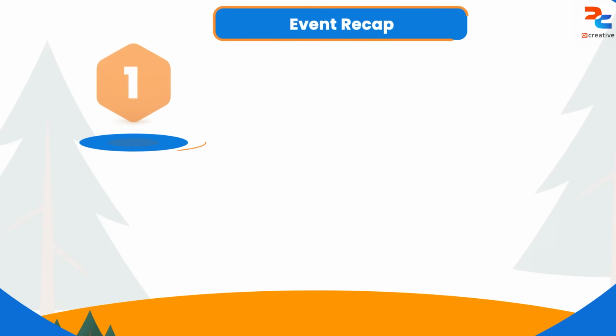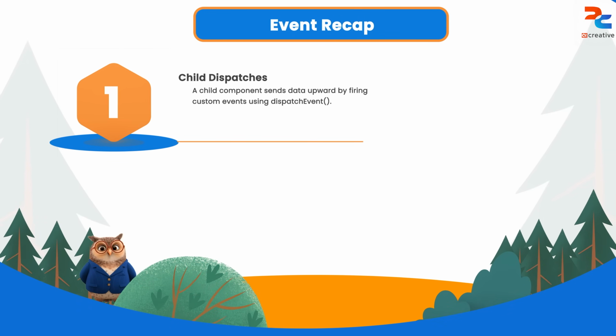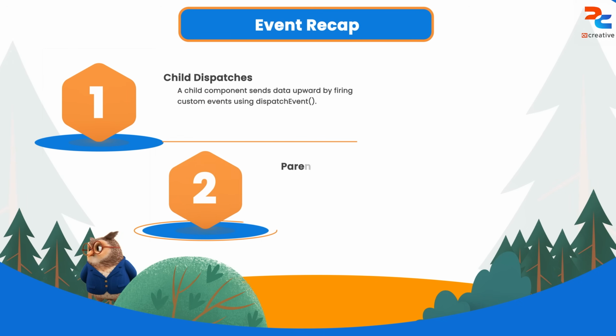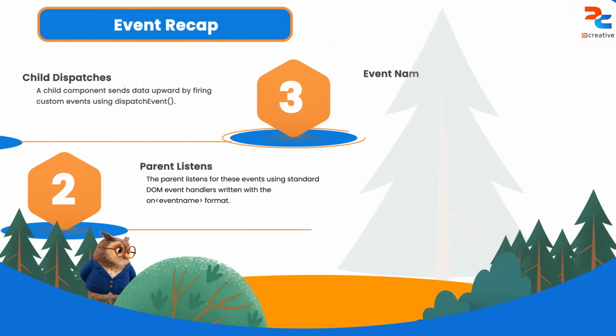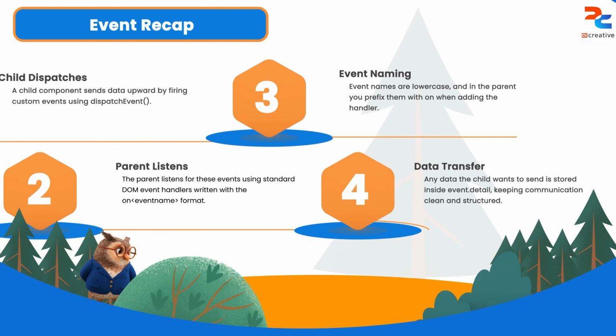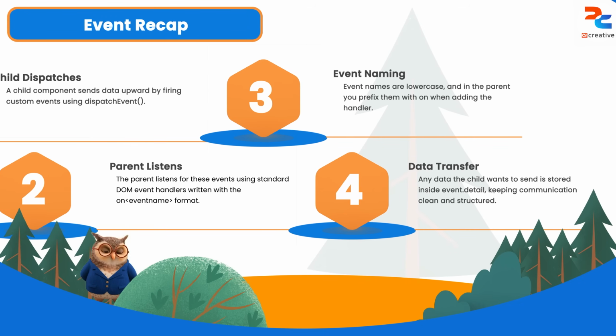Alright, now let's do a quick recap. To summarize, child components fire custom events using dispatchEvent. That's the first thing we learned in this video. And then the parent component listens using on and then the event name. You just have to add on at the start of every event name. Everything is small, lowercase. And data is carried inside event.detail. This creates clean, modular upward communication.